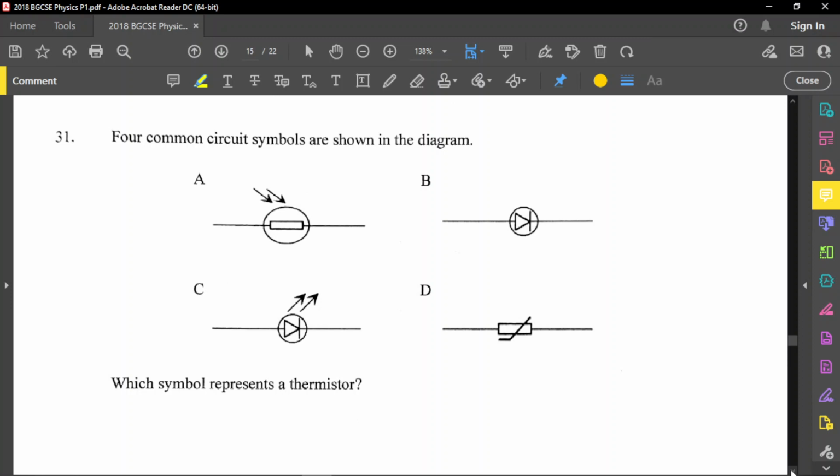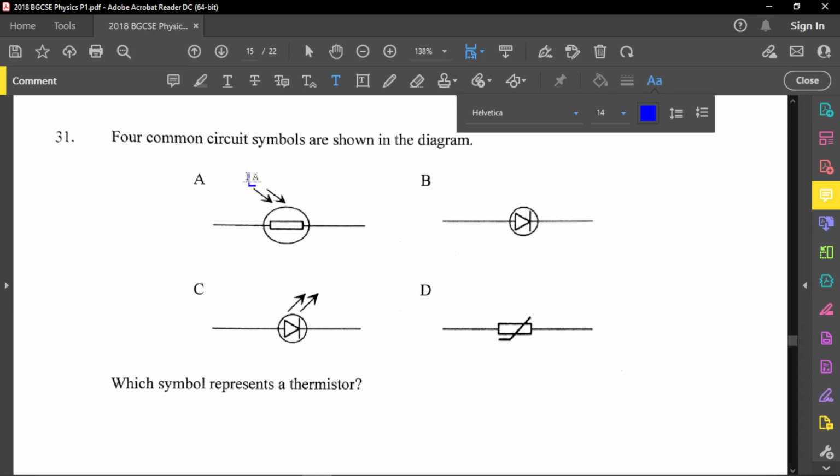Now, question number 31. It said four common circuit symbols are shown in the diagram. A matter of fact, I missed out a word there. It's four common circuit symbols are shown in the diagram below here. Now, let's quickly highlight what is what, and then we talk about them. The first one is what they call the LDR. So A represents the LDR.